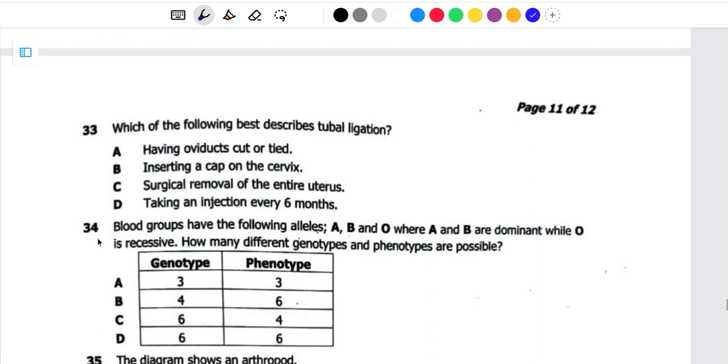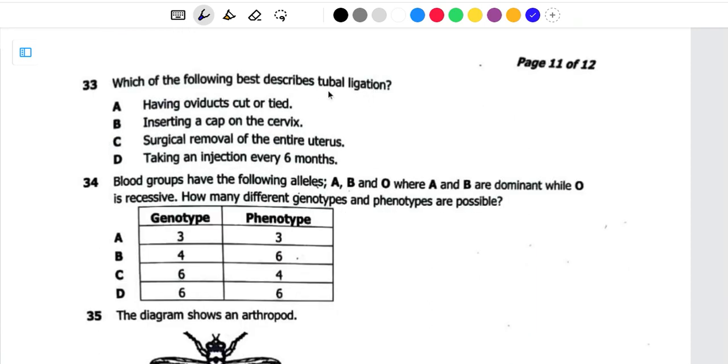Then question 33 is saying which of the following best describe tubal ligation. Tubal ligation is the surgical procedure where the oviduct is going to be cut or tied. So the answer is going to be A.